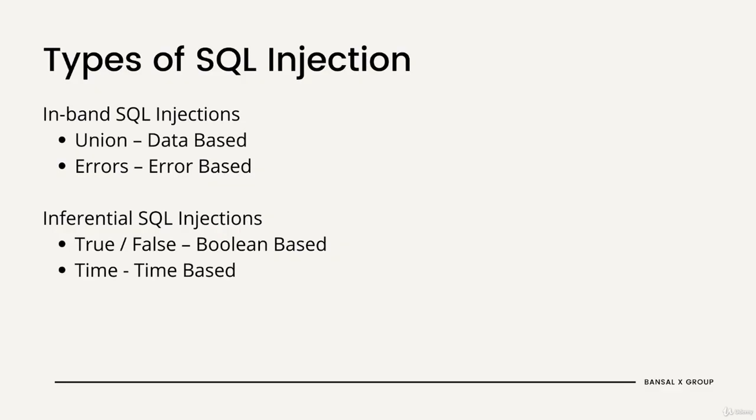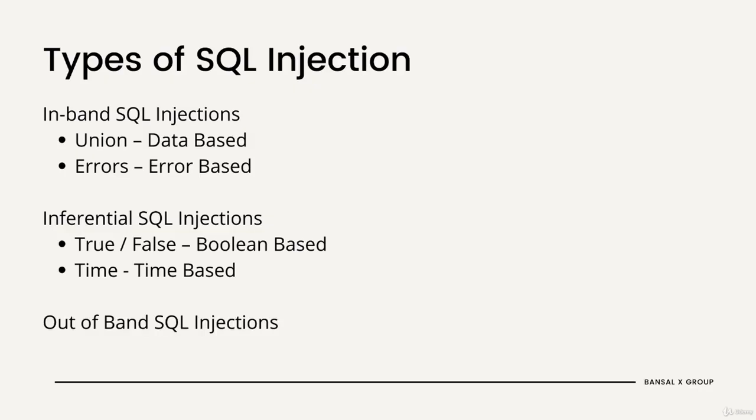So as a recap, in inferential, we do not rely on data or errors but rather on the behavior of the application. Either we will get true or false behavior, which will lead to the Boolean injection technique, or we'll get some time differentiations, which will lead to time-based injection techniques.